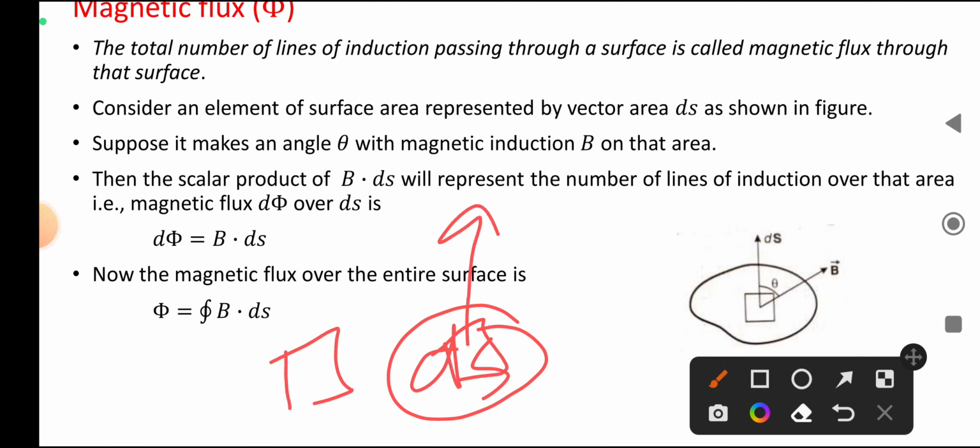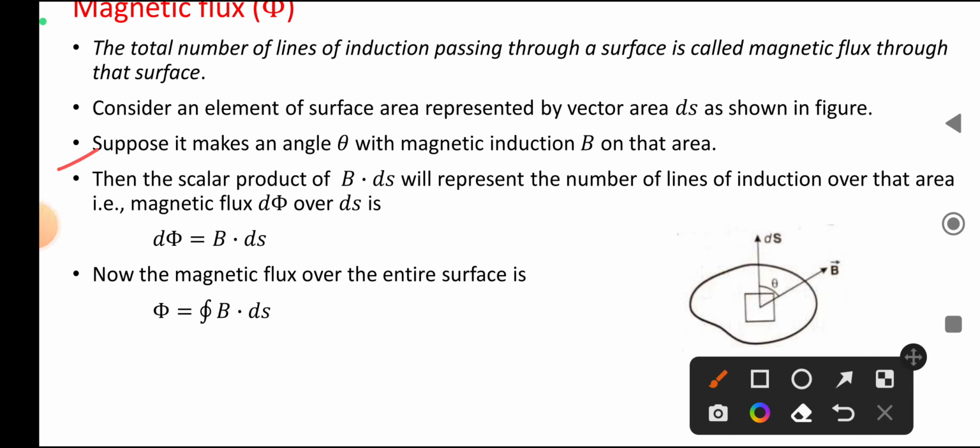Suppose it makes an angle theta with the magnetic induction B on that area, like this. Then the scalar product B dot ds will represent the number of lines of induction over that area, that is, the magnetic flux d phi over ds. A small area is taken, so the number of lines is small, meaning the flux is small. Flux is a scalar quantity, while ds and B are vectors, so we must take the dot product. So d phi is equal to B dot ds.